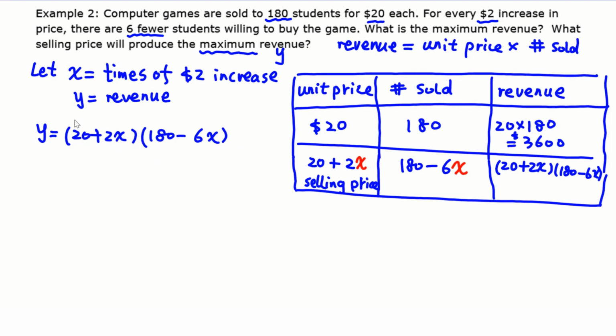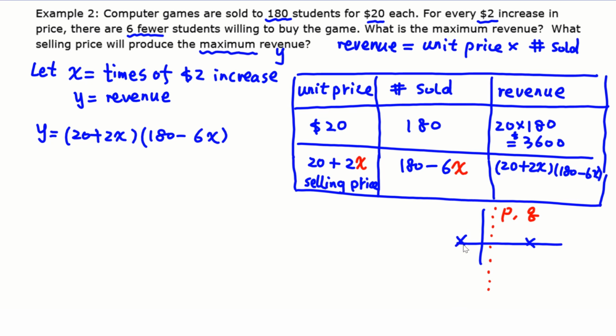This one is bracket times bracket. We know this is factored form, and from factored form, it's easier for us to find the zeros. From the zeros, we could find the midpoint. That is your p value. Then from p, we could sub in to find the q. Once we have p and q, we have the vertex, and we know how to determine the maximum profit and the number of $2 increases.